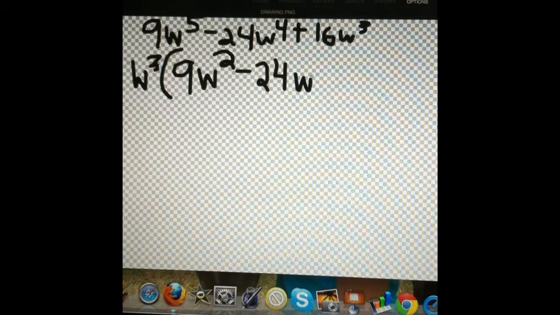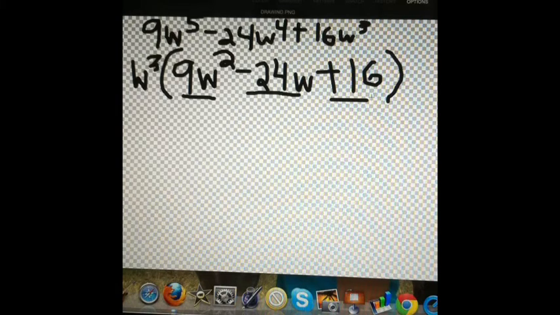So the next one, we can't really do anything to the 16 because we already took away its w to the 3rd. So it would just be plus 16. Okay, then you put your parenthesis here. So what you see here is you have an a value, which is 9w squared, the b value, which is negative 24w, and the c value, which is 16. And these are the numbers we need for our answer. We need an a value, a b value, and a c value. So what we need to do is factor this out for our answer.